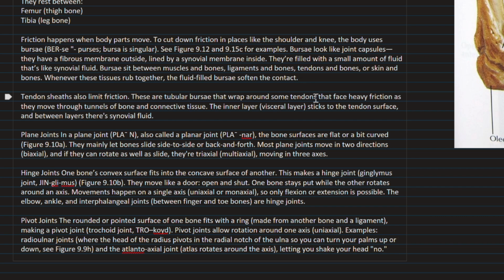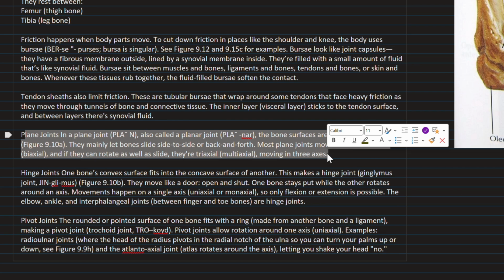Tendon sheaths also limit friction. These are tubular bursae that wrap around some tendons that face heavy friction as they move through tunnels of bone and connective tissue. The inner layer, the visceral layer, sticks to the tendon surface, and between layers there's synovial fluid.